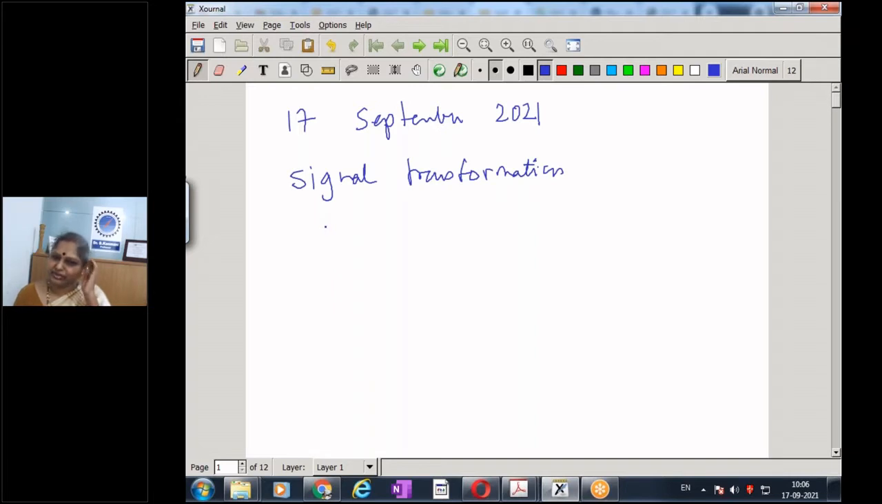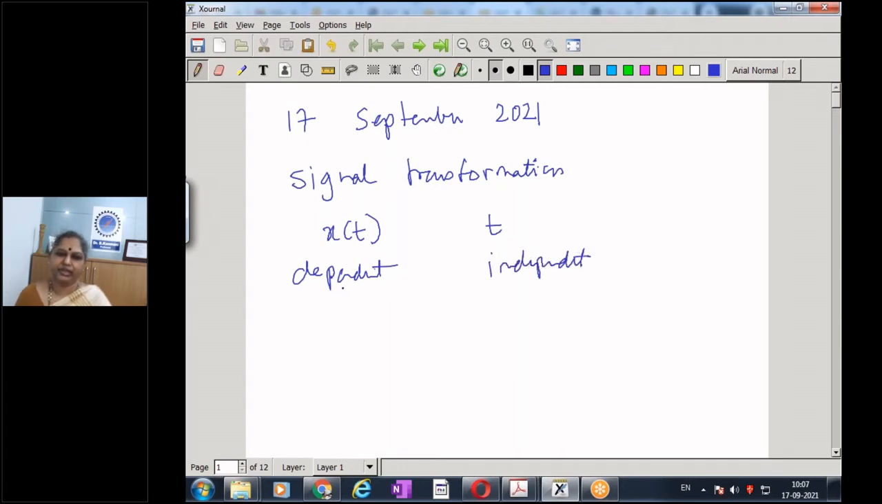Normally, we come across two types. One is transformation of the independent variable and the dependent variable. Suppose I have a signal x of t. Can someone tell me what is the independent variable here? If I have a signal x of t, yes. So we have t as the independent variable and x of t as the dependent variable.